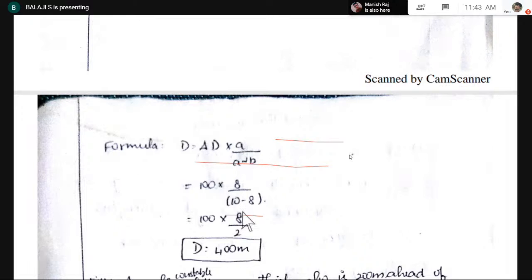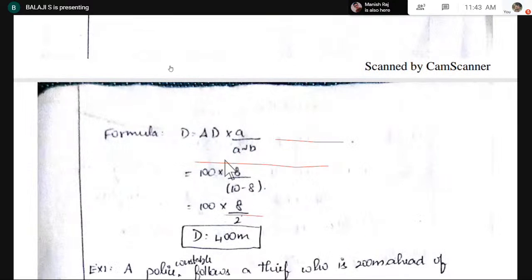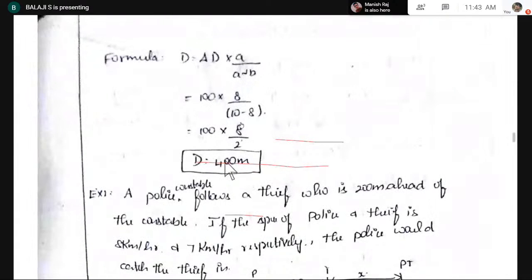If the 97 comes, just neglect that. There is no need to consider that. Then delta is the distance between the thief and the police, that is 100 meter. If you simplify this, you will get d is equal to 400 meter. Easy, right? But my personal advice is to use this equating method. This is also as simple as this.